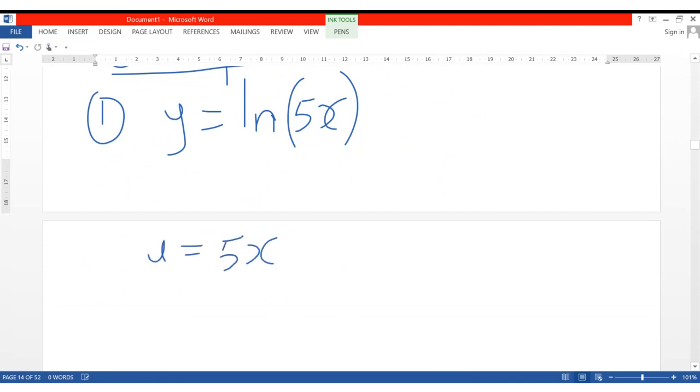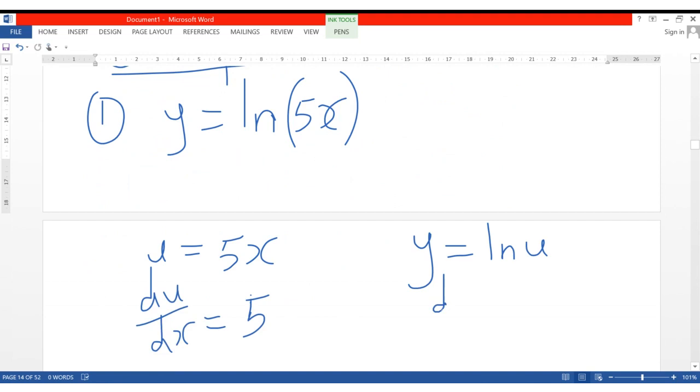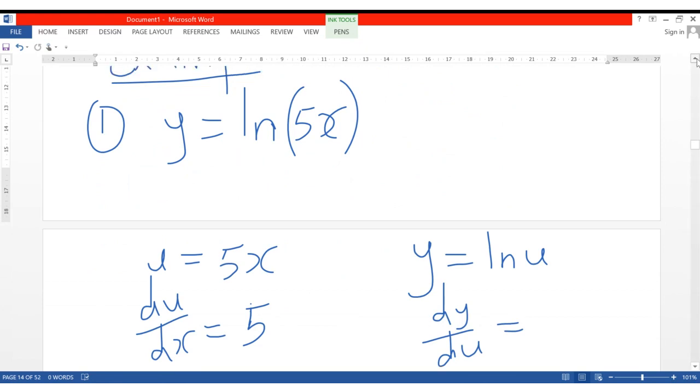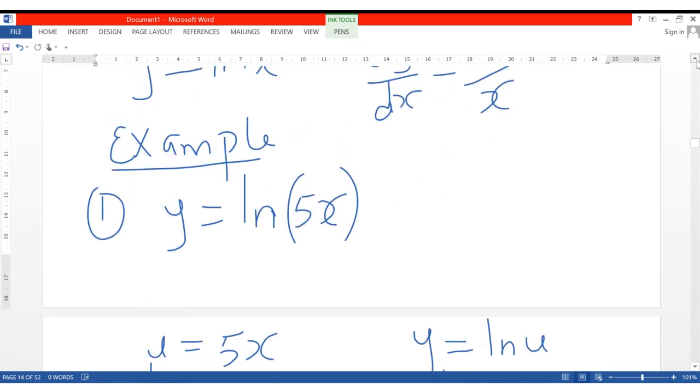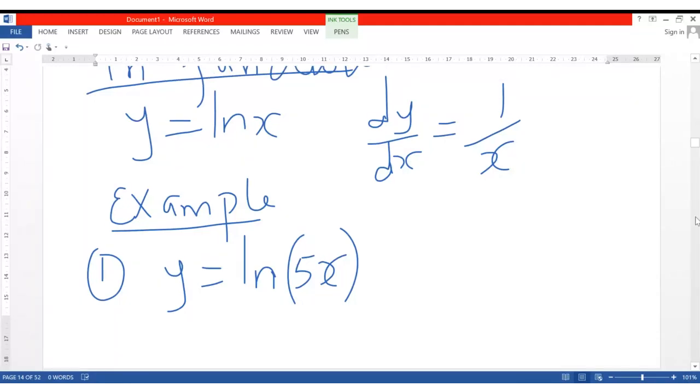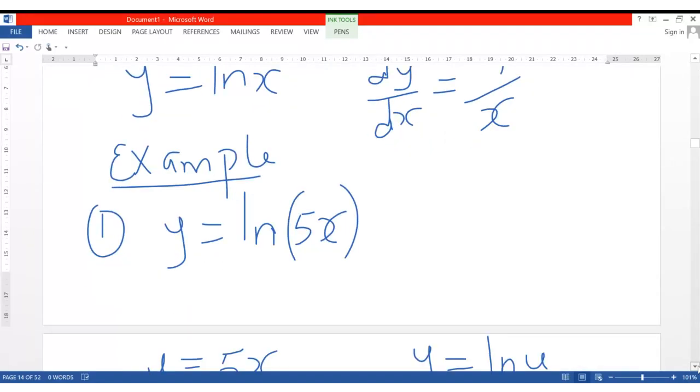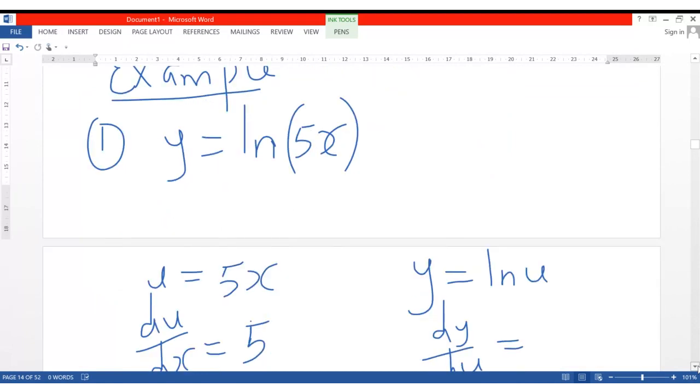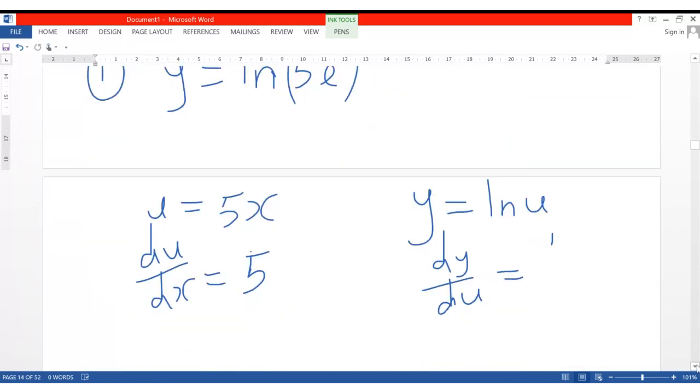And then here I'll have y is equal to ln u. So here I'll have du over dx, which I get as 5. Here I'll get dy over du. What did I say about when you differentiate ln? When you have ln x and you differentiate ln x, you get 1 over x. So I should expect that when I differentiate ln u, I should get 1 over u.